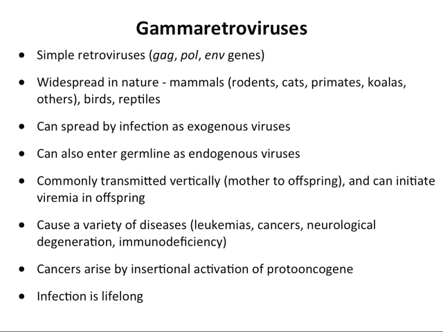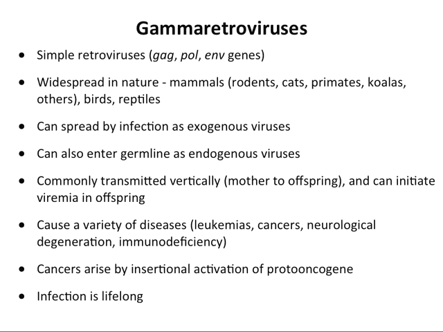So gamma retroviruses are simple retroviruses. They only have a couple of genes, as opposed to HIV, which is more complex. They're widespread in nature. They're found in mammals of all sorts, birds, reptiles. They can be spread as exogenous viruses, virus particles going from animal to animal, or they can enter the germline, become integrated, and be passed from parent to offspring in the germline. So they're commonly transmitted vertically, mother to offspring, and they can initiate a viremia in the offspring when so transmitted.